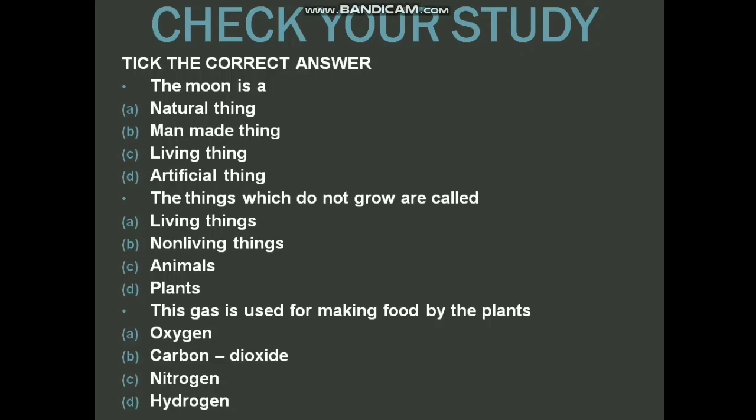Third question is, this gas is used for making food by the plants. Now which gas is taken by plants? Oxygen, carbon dioxide, nitrogen, or hydrogen. Yes, the answer is carbon dioxide. Plants take carbon dioxide to prepare their food.